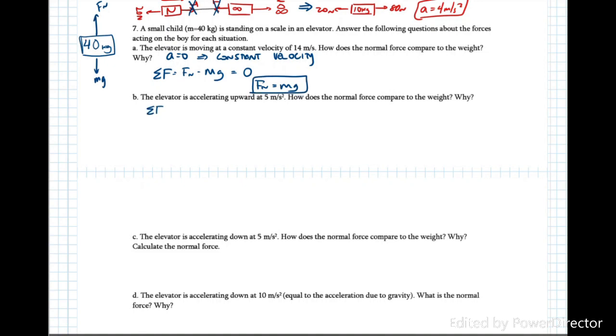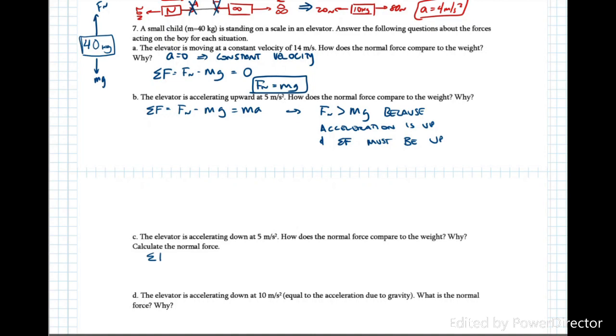Now, for the elevator accelerating upward, the net force part still looks the same. I have the normal force minus the weight, but instead of equaling 0 this time, because we're accelerating up, it's equal to mass times acceleration. When we solve for the normal force, we just add mg to both sides. First off, it tells me that the normal force has to be bigger than mg. There's an unbalance in the forces, and if we're accelerating up, it's in that direction. Because the acceleration is up in the direction of the normal force, the net force, my excess force, must be up as well.